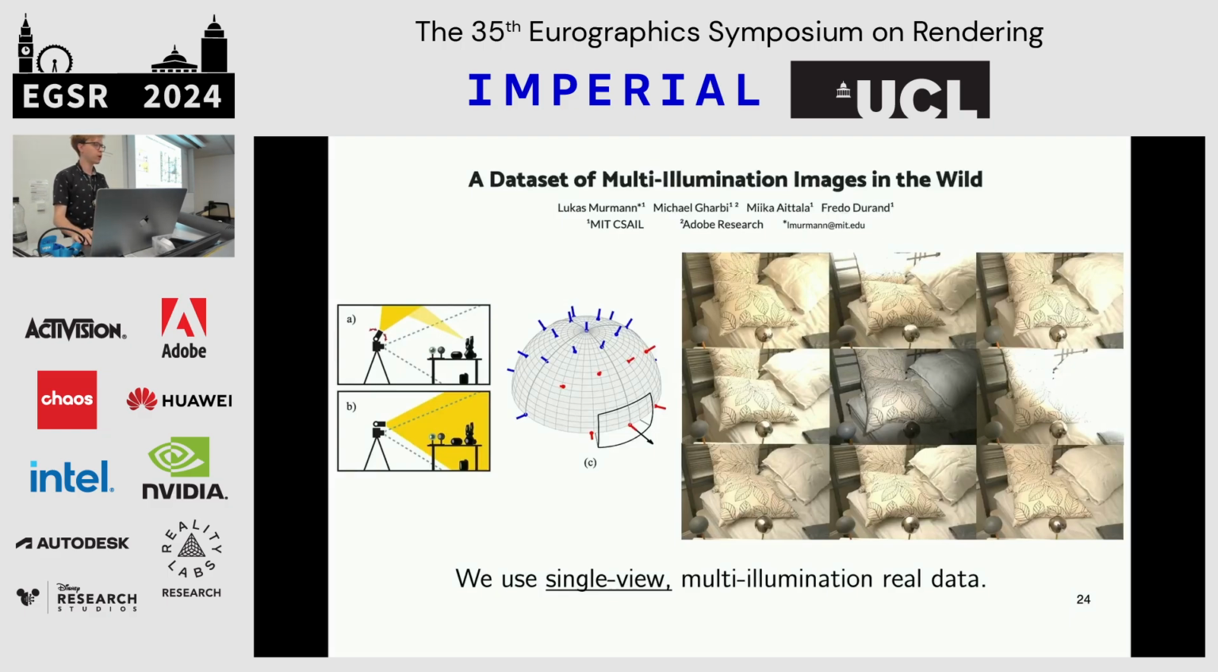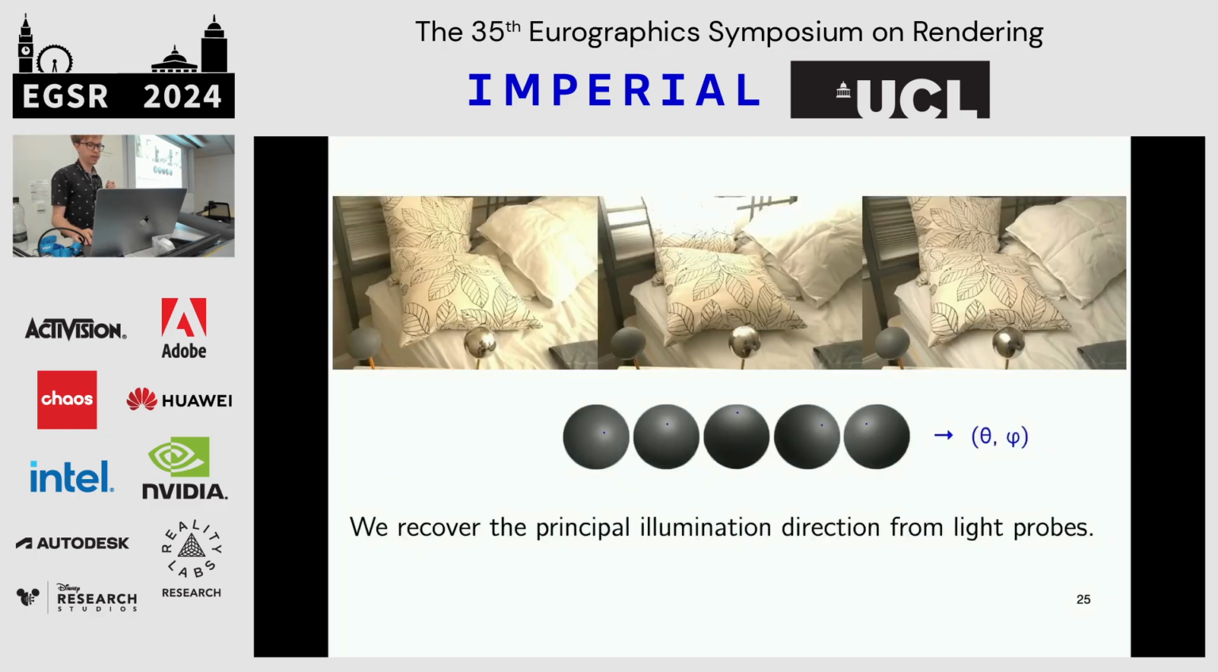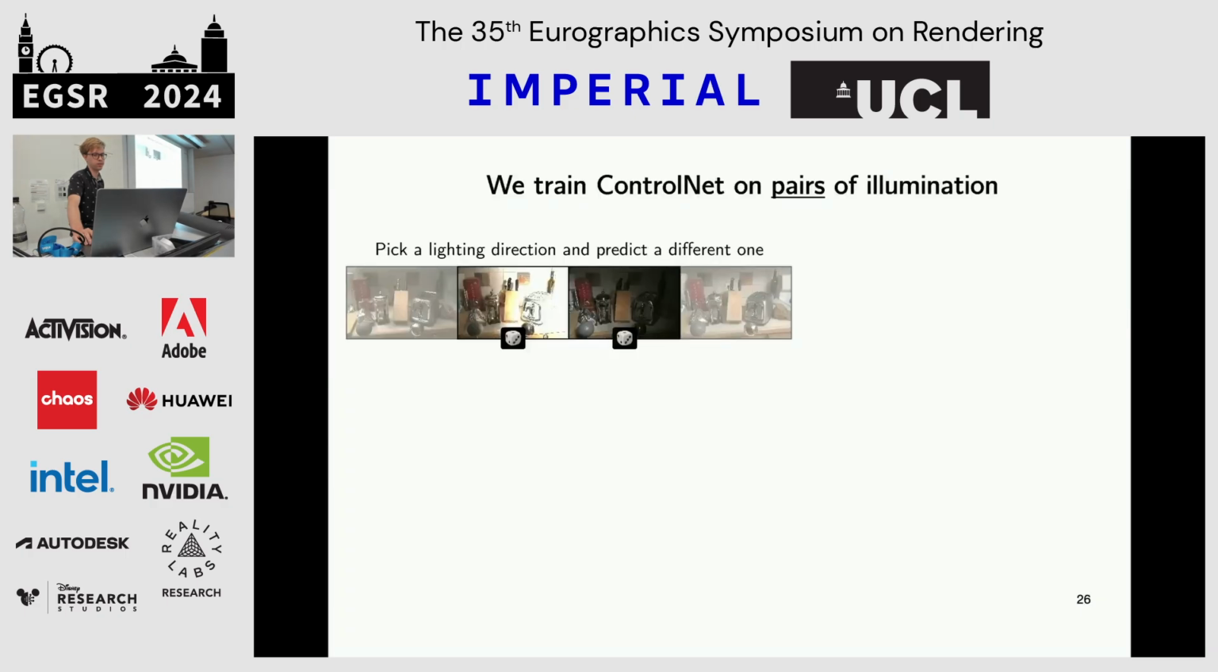So it gives something like this, where we have the same scene under multiple illuminations, and there's a dominant lighting direction that moves around. And what we did is we recovered this principal illumination direction from the light probes in the scene, which gives us an angle. So it's a very coarse form of control over the light.